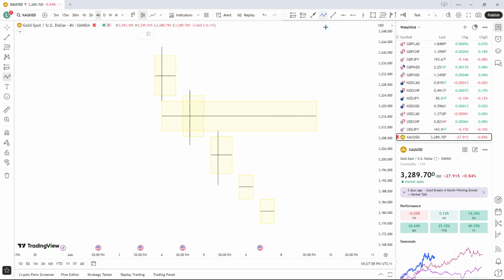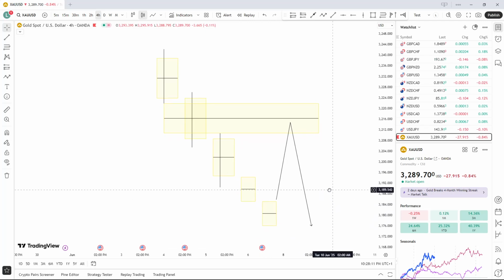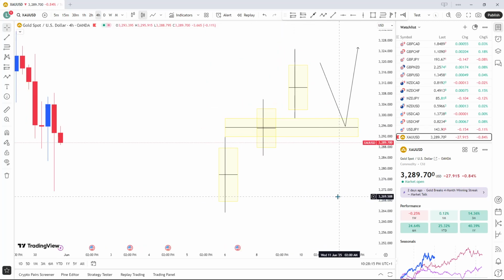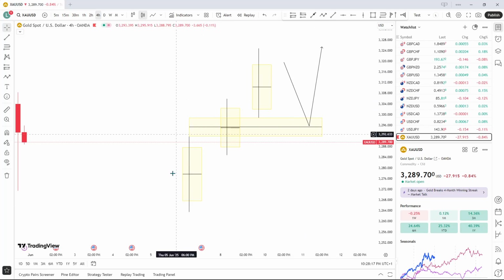And then essentially all you're doing now is just waiting for these candles to pull back into this area, anywhere within this area, to then look for a sell back down to the bottom where the liquidity is. Okay, so a quick little recap just to show you again.